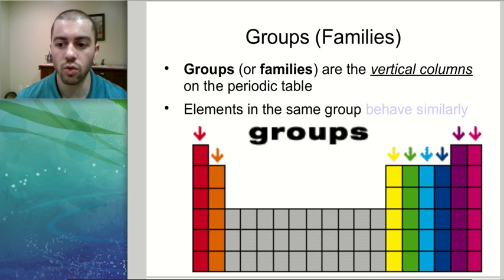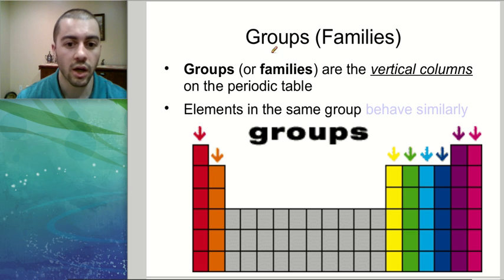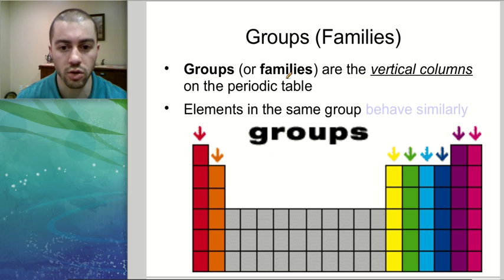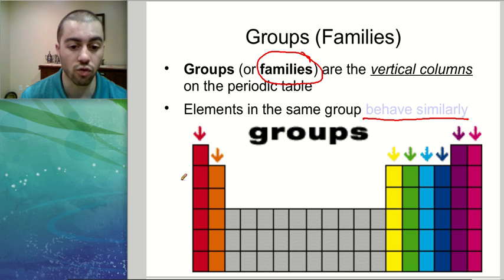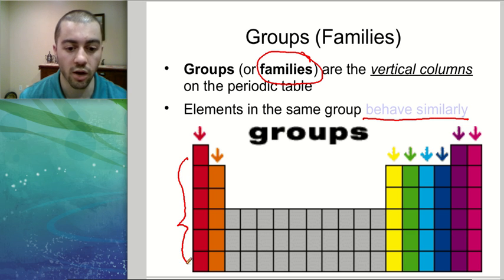Okay, so the two ways that we organize elements are into groups and periods. Alright, so the first way is in groups. These are vertical. Alright, so the groups are the vertical columns. These are also called families in the periodic table. Alright, so remember, we said elements in the same group behave similarly. This is where we saw all of these group 1 elements here that are explosive, right?